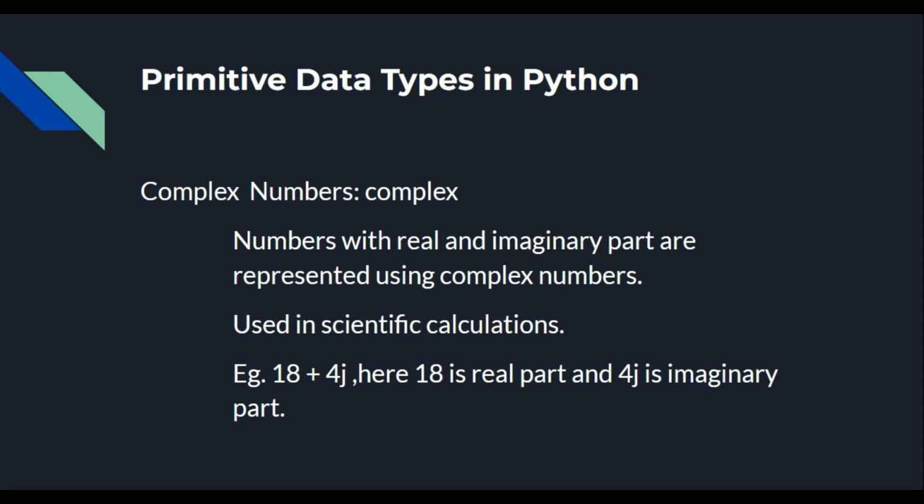To represent complex numbers in Python, we have the complex data type. Complex numbers have a real and an imaginary part. These are used in scientific calculations. For example, I have taken one example, 18 plus 4j. Here 18 is the real part and 4j is the imaginary part. So in this way, a complex number is represented. Here you compulsorily have to use j only, you can't use i.